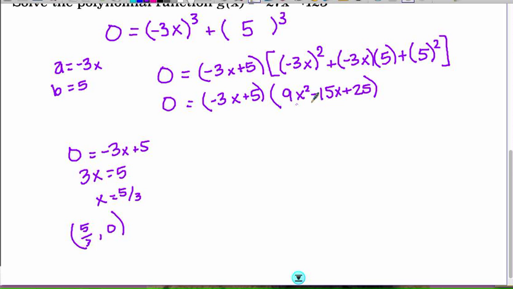The next one, which we said that we can't factor anymore. If I can't factor it anymore, then that would mean that it doesn't have any other real roots. So this one actually has no real roots.